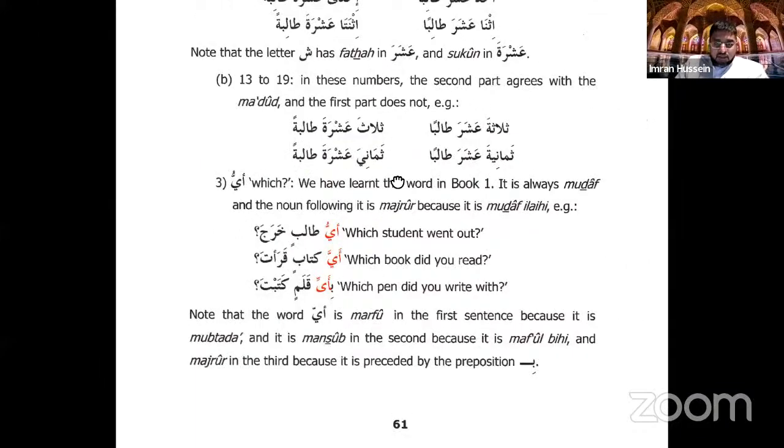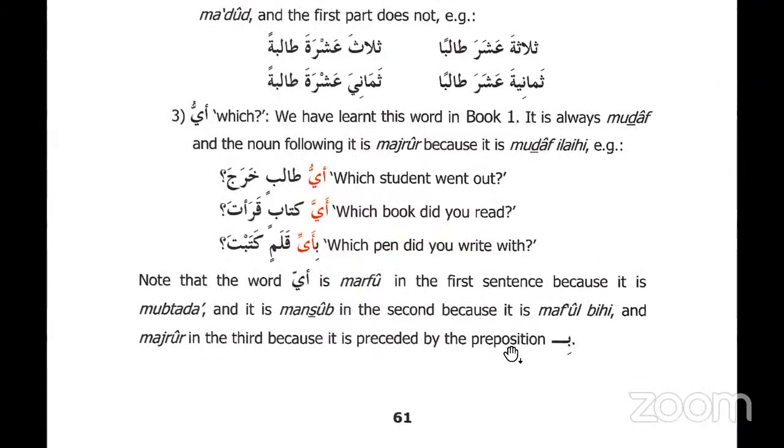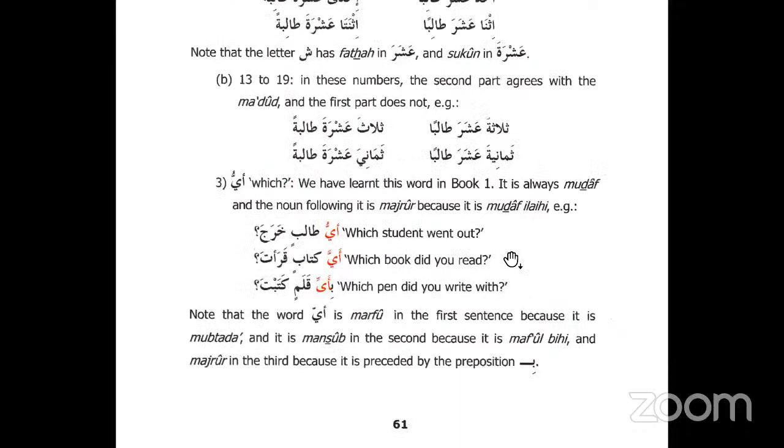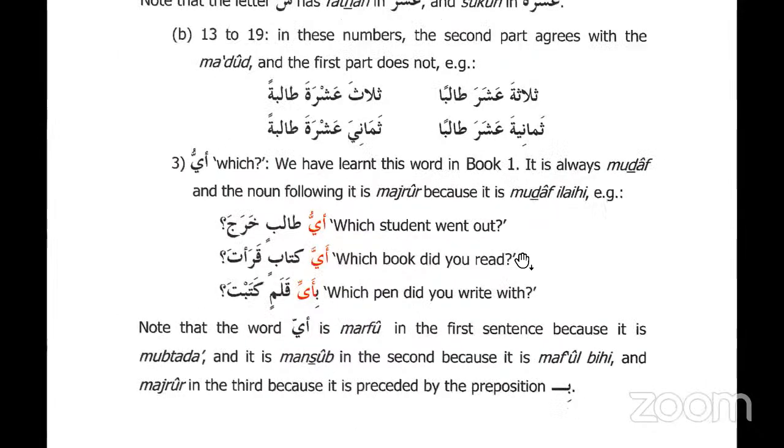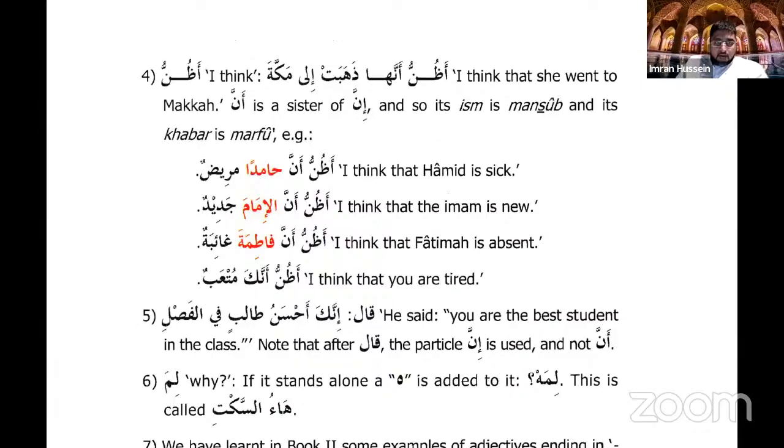So continue, Sister Sharbano. Finish this last point, note, and then I'll get someone else on the mic. Okay. Note that the word ayyu is marfu in the first sentence because it is mubtada. And it is mansub, ayya, in the second because it is maf'ul bihi. And bi ayyi is majroor in the third because it is preceded by the preposition bi. Excellent. Okay, right, thank you.